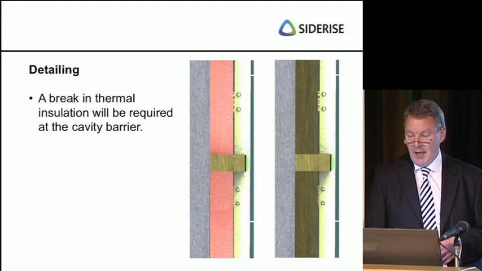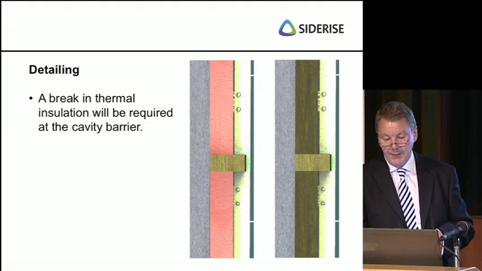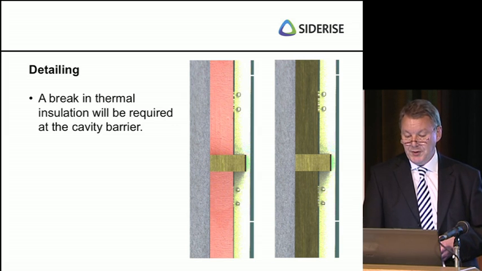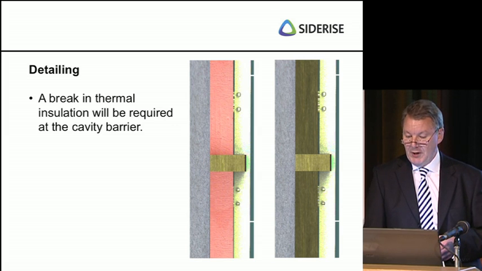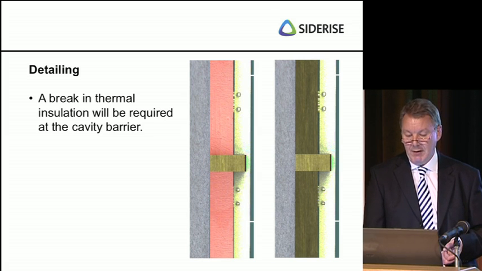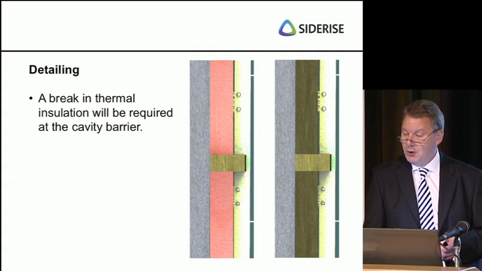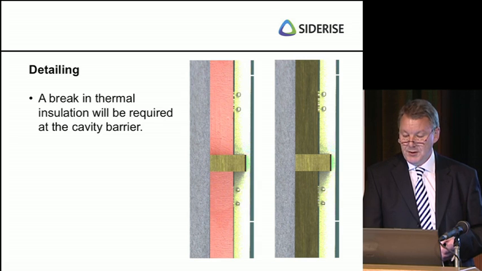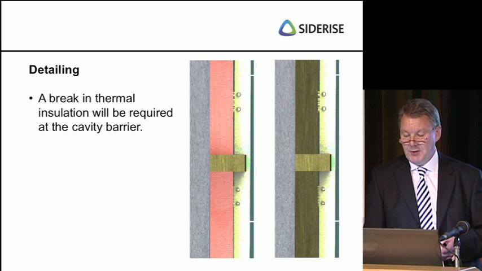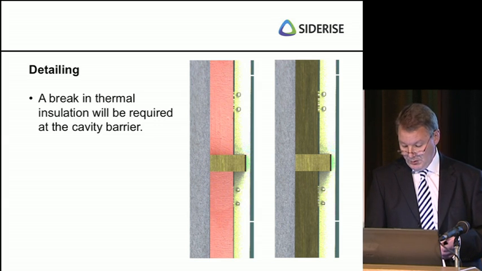Another key slide, it's key but simple, relating to an important detail. A break in any thermal insulation in the cavity will be required at the location of the cavity barrier. To do otherwise introduces questions of integrity performance, either due to the properties of the thermal insulation material, gaps at joints, or sometimes uneven surfaces.